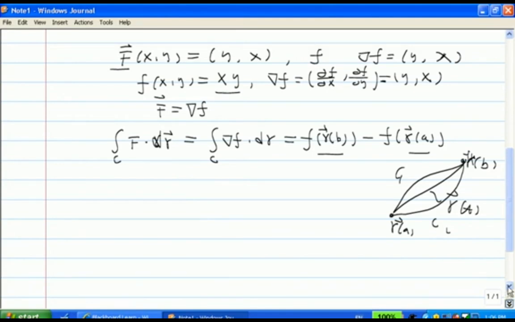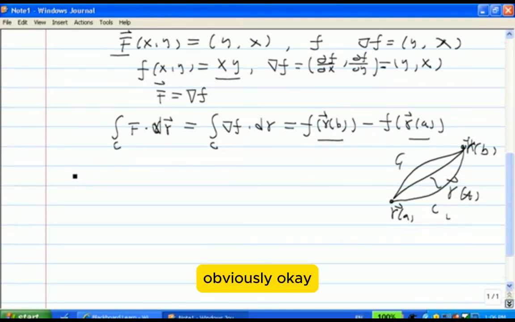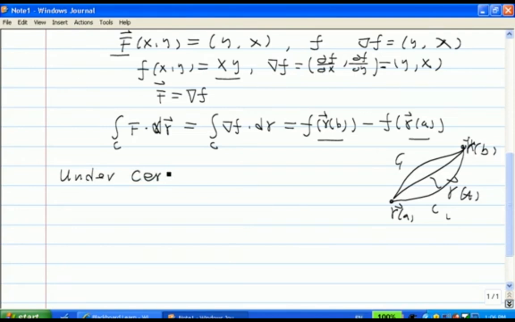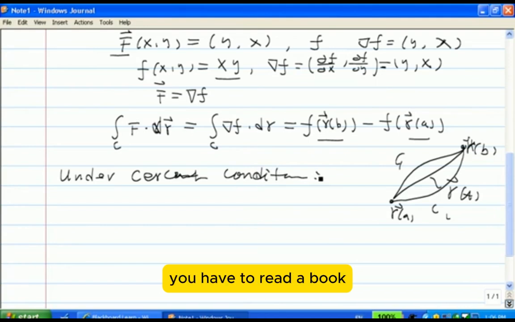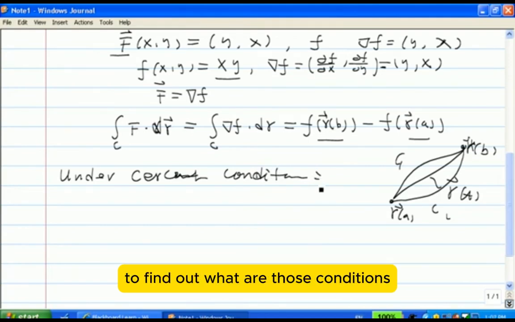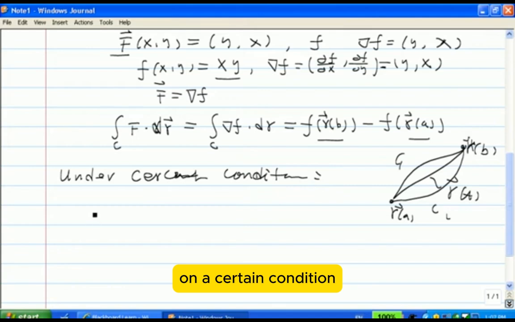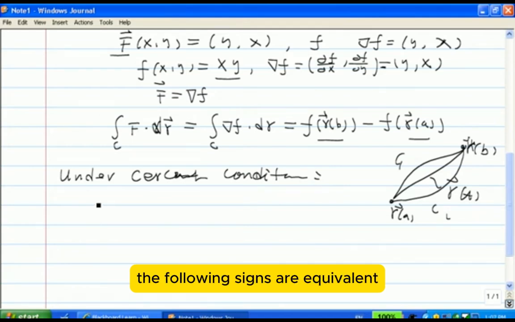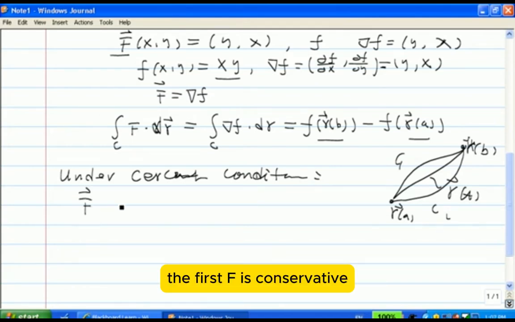So if this is true, we say this integral is independent of the path. Obviously, under certain conditions. You have to read the book to find out what those conditions are. Under certain conditions, the following things are equivalent. The first: F is conservative.